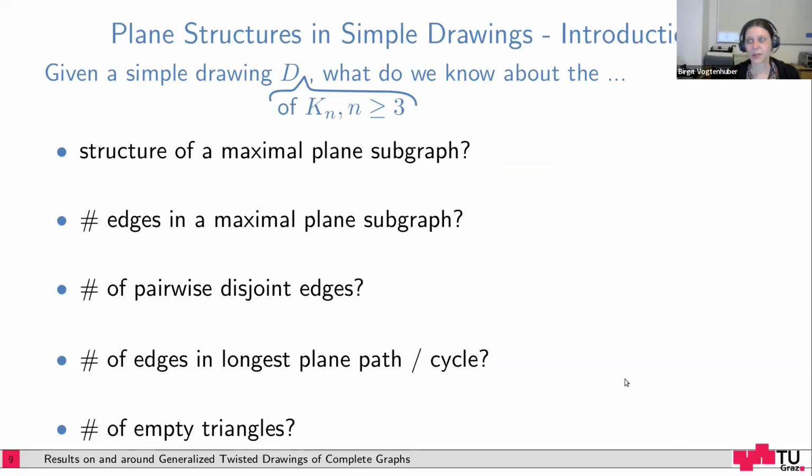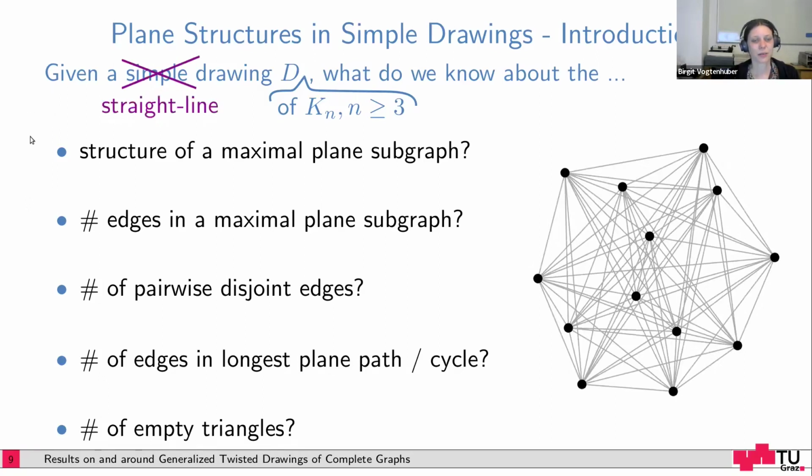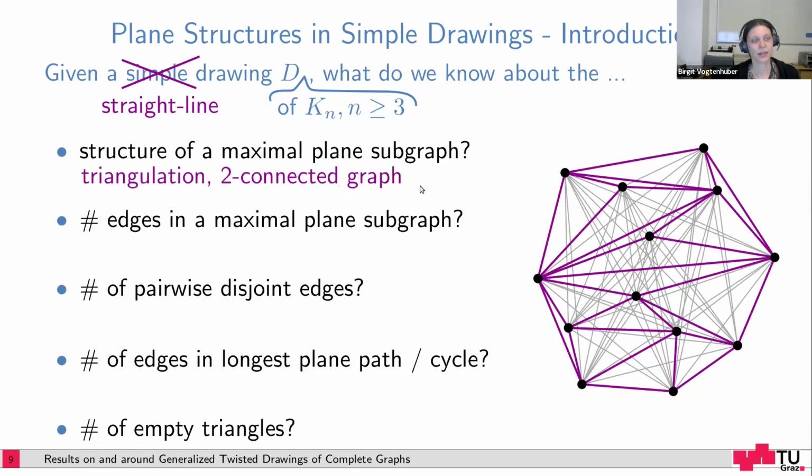Okay, so let's come to plane substructures. We want to look at plane substructures of complete graphs and of simple drawings, and we want to know a whole lot about them. But let me start with the, I find, easier case of straight line drawings. If we have a straight line drawing of a complete graph, then the structure of any maximal plane subgraph is very well known. This is called a triangulation. It's a two-connected graph. And the number of edges in such a maximal plane subgraph is 3n minus h minus 3, where h is the number of points on the boundary of the convex hull.